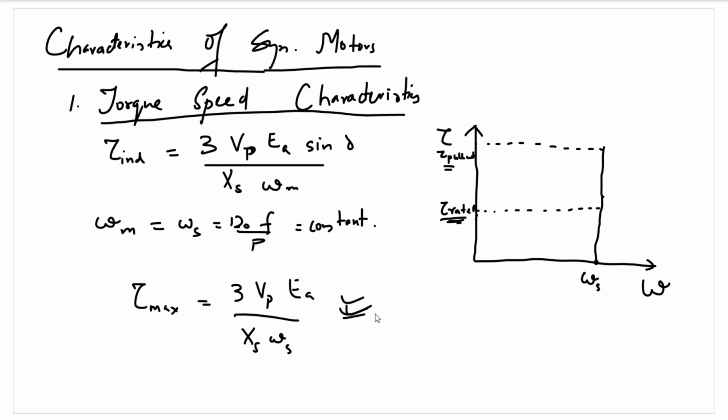Normally the maximum value of the torque is nearly 3 times the rated value of the torque. And we can see this EA can be changed by varying the field current. So this torque induced will change with respect to changed EA. The maximum value will change with respect to changed EA. But omega in itself for a synchronous machine is constant. That is the synchronous speed of the machine. Now the synchronous speed can be any value. It can be 3000 RPMs, 1500 RPMs, 1000 RPMs, depending upon the number of poles and the frequency of operation. So this is the torque speed characteristic.